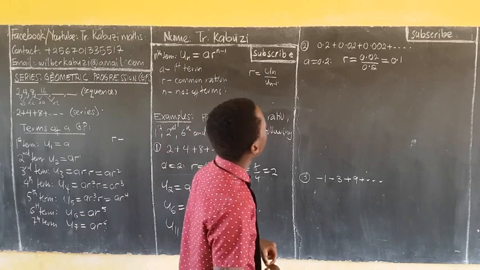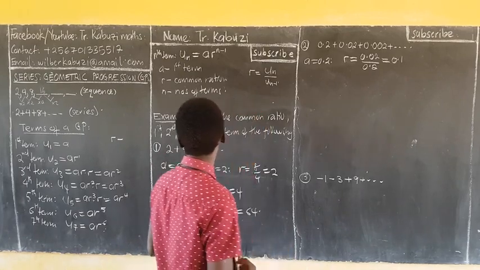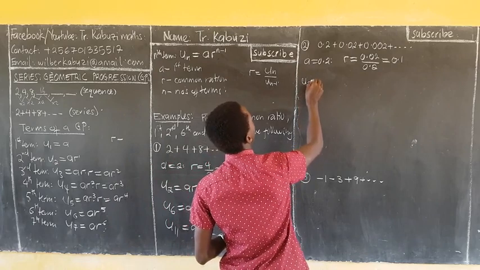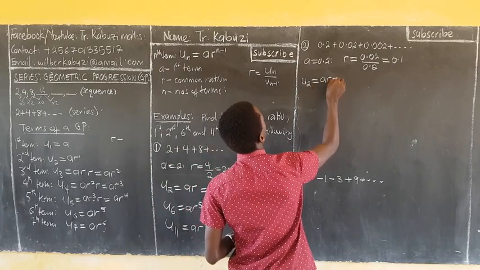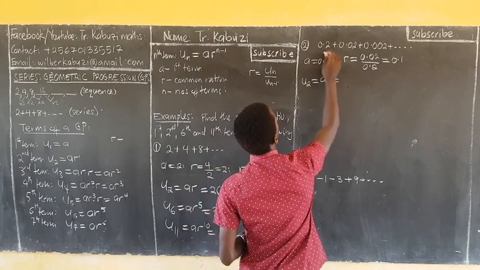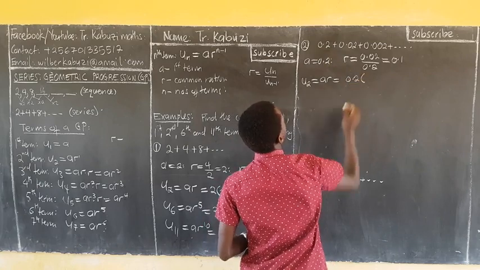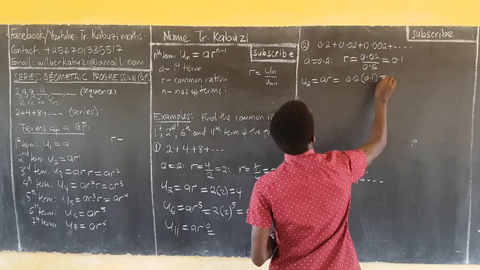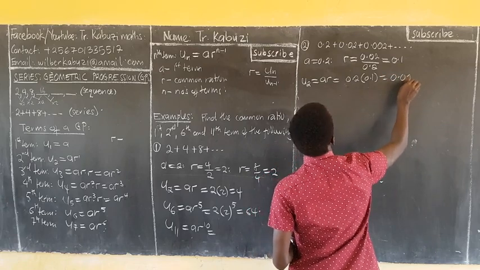So from there, you see, they want me to get the second term. My second term is U2, which is A times R, where my A, the first term, is 0.2, times R, and so this one will be 0.02.